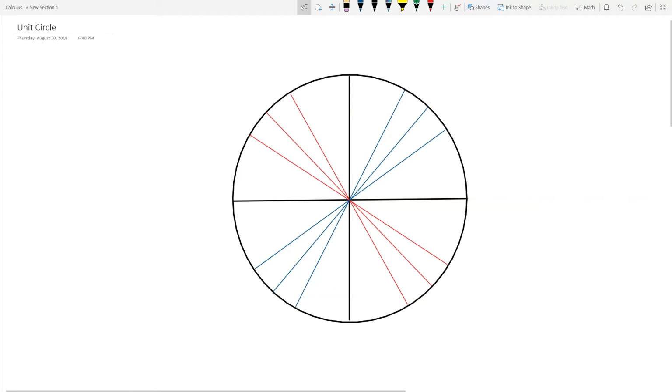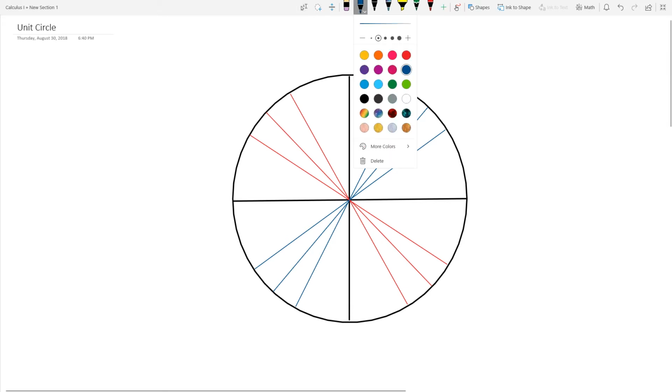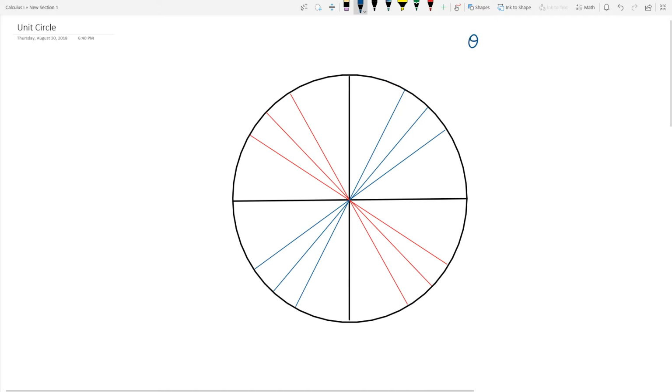So let's talk about what we need to know before we fill in a unit circle. First, we need to know that theta can be represented as either a degree or its corresponding radian. Further, we know that for each point along this unit circle, we are going to have a cosine for theta, and we will have a sine for theta.